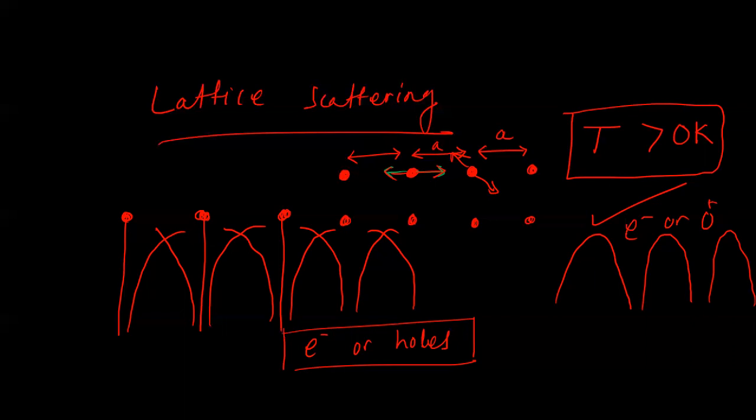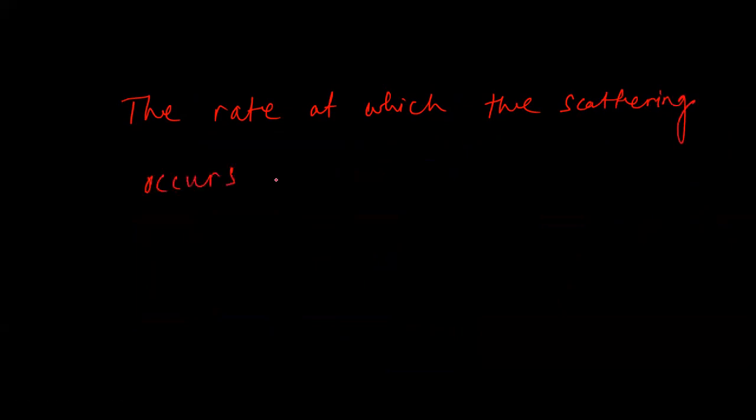So the rate at which the scattering occurs is actually a function of temperature, as we said, because as the temperature increases, the random vibration will increase, and it will affect the mobility of the electrons or holes, the charge carriers, through the crystal, right?